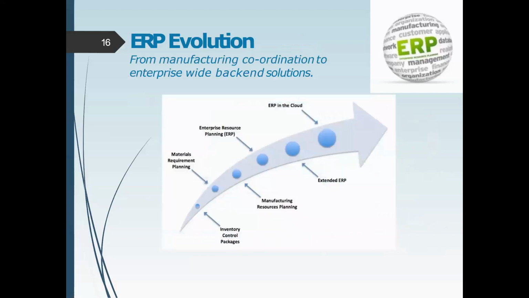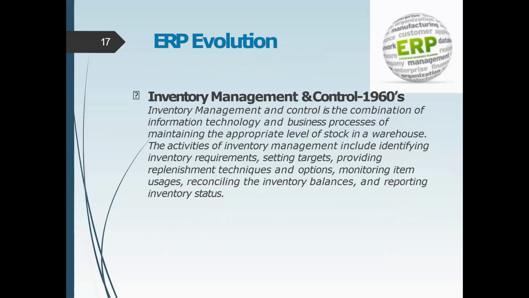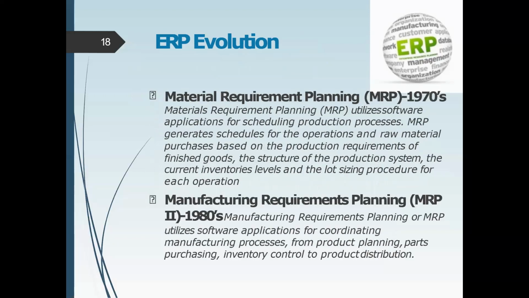So now we will be moving on to how ERP evolved. Inventory management control was introduced in the 60s, appropriate to maintain the appropriate level of stock and warehouse activities, including identifying inventory requirements and all the techniques involved in inventory management. Later on, in the 70s, it changed to MRP, material requirement planning, which utilized software to some extent for scheduling production processes. It generated schedules for operations, raw materials purchased, and production requirements for finished goods, and the structure of the production system, and maintained current inventory levels.